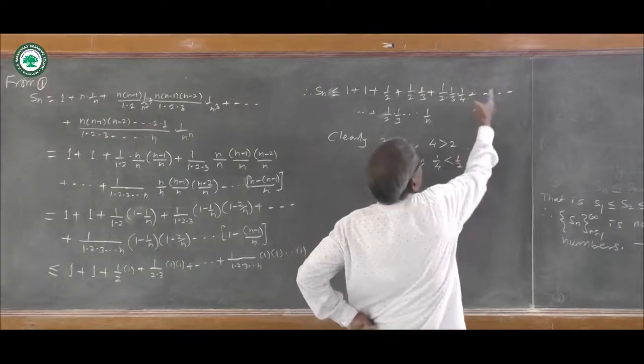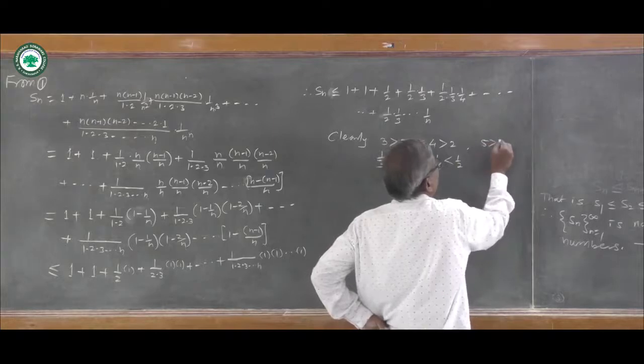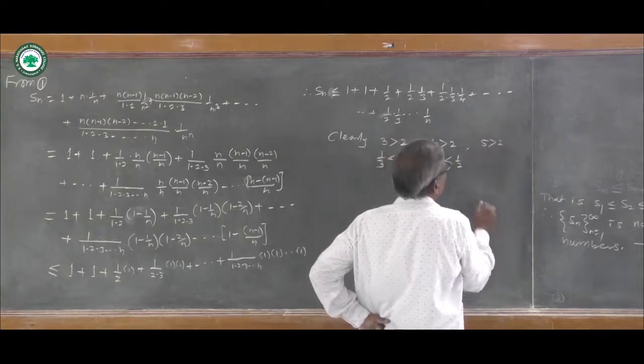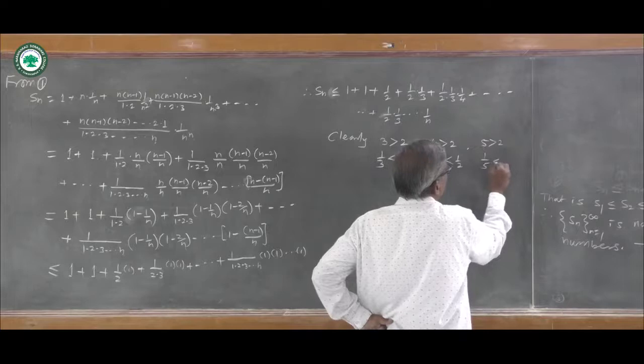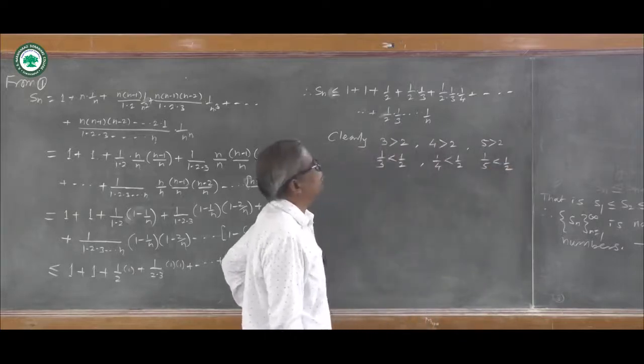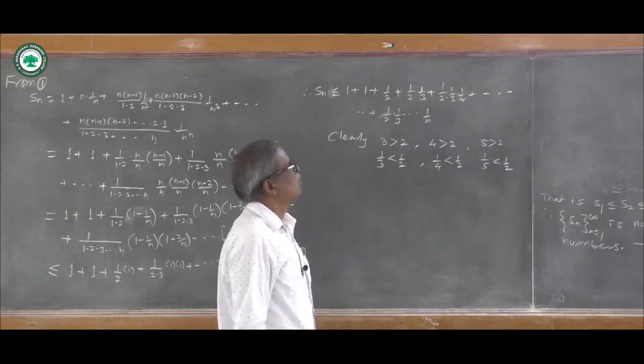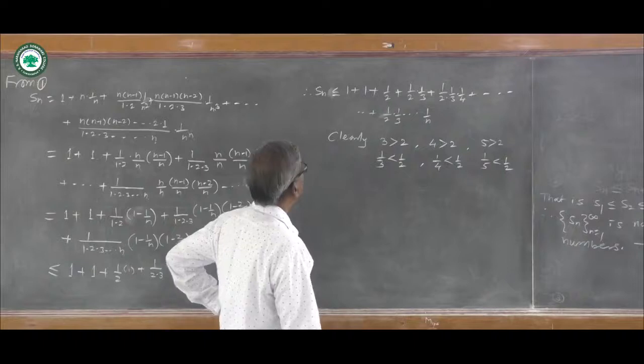Again, there is 1 by 5. The next term contains 1 by 5. 5 is greater than 2. Therefore, 1 upon 5 is less than 1 by 2. We replace 1 by 3, 1 by 4, 1 by 5 and so on by 1 by 2.